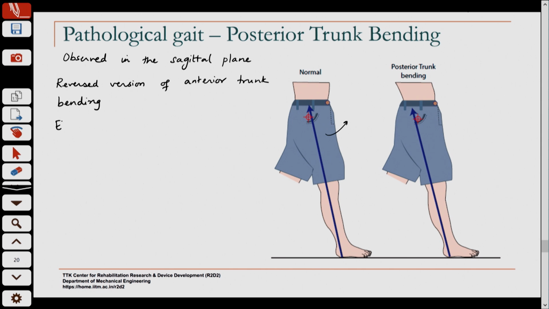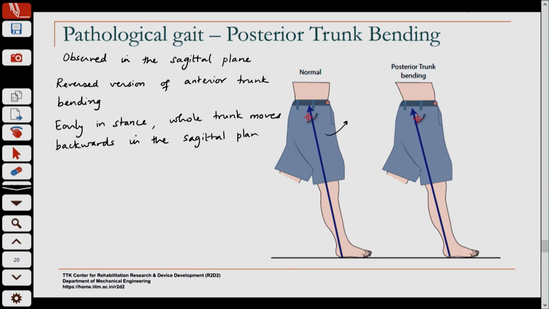And again it occurs early in the stance phase. So, early in stance, as weight bearing begins, the whole trunk moves backwards in the sagittal plane to compensate for weak hip extensors. Okay. So, this is again observed in the sagittal plane.